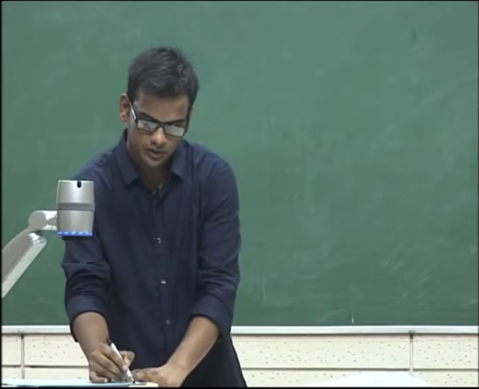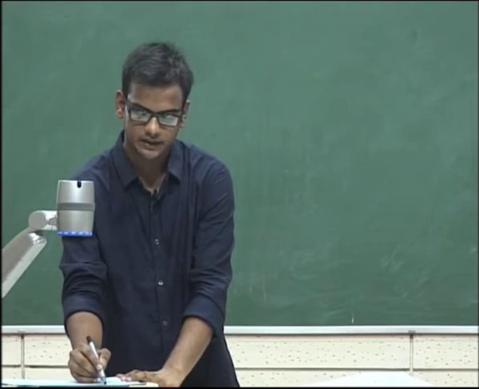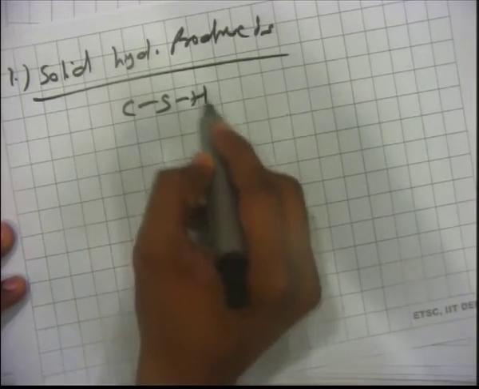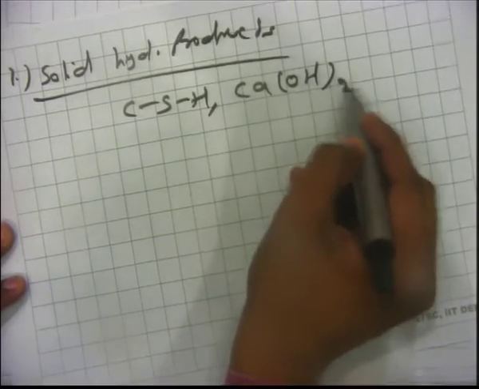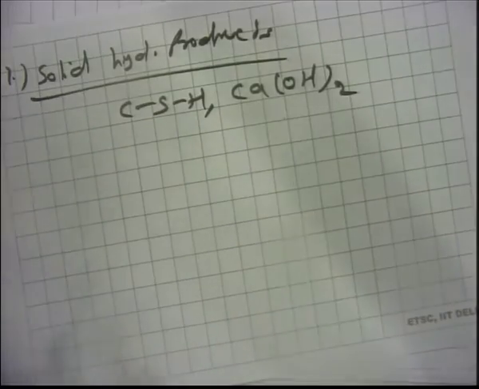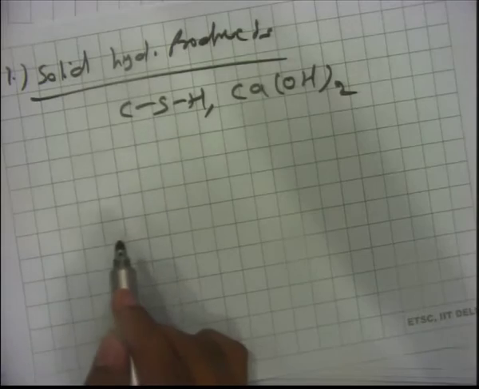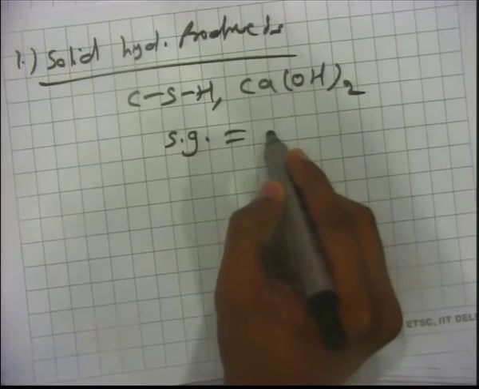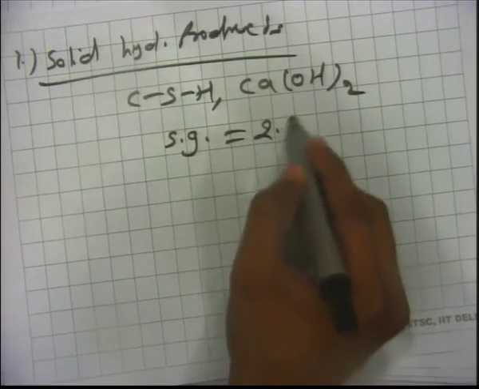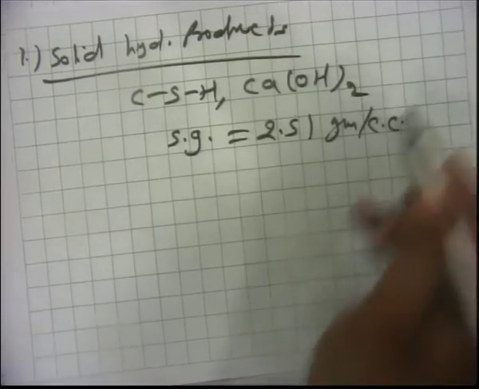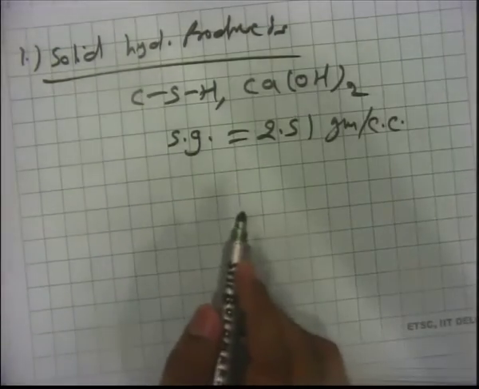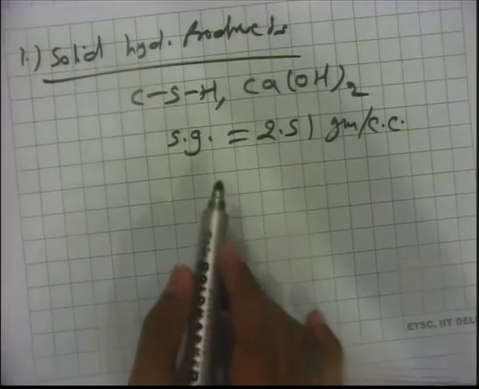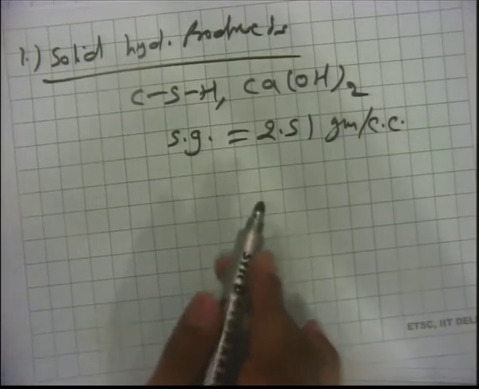So first is solid hydrated products. These are nothing but CSH, Ca(OH)2, calcium hydroxide, calcium silicate hydrates, or any other solid hydrated products formed in the cement. The specific gravity for these solid hydrated products is generally taken as 2.5 gram per cc. Now we can see here that the specific gravity is between 1 and 3.15. The 1 is the specific gravity for water and the 3.15 is for cement. So the product must have a specific gravity in between them.